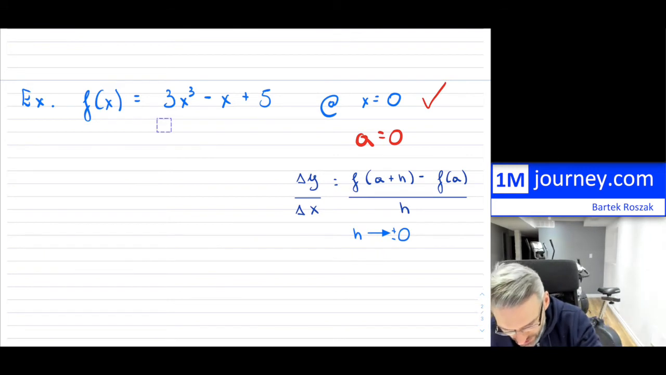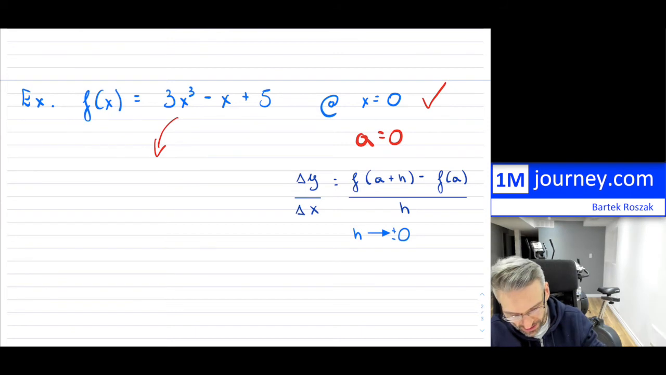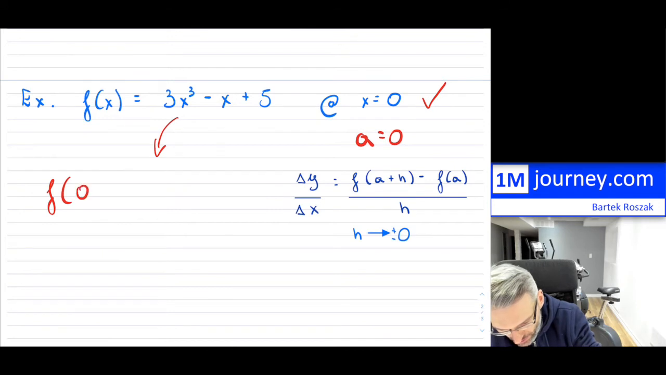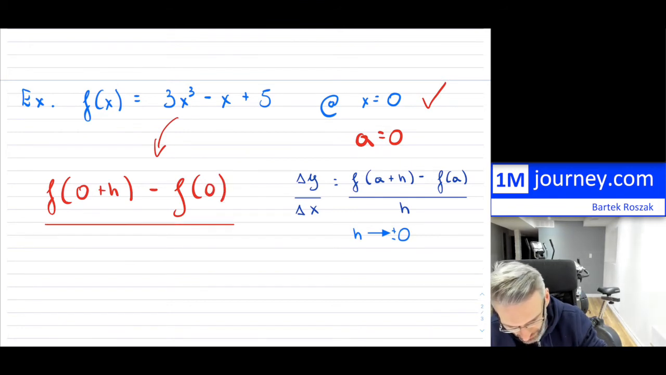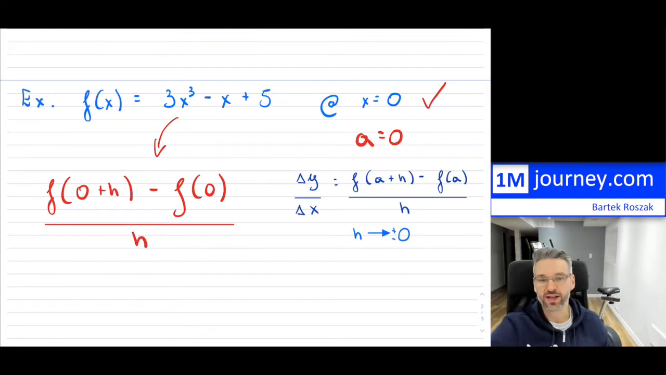So what I'm going to do from right here is go in fast forward fashion, but I want to write it out for you. I'm going to put f, my a is 0, I'll put up an h in there, and this is going to be minus f at 0. That's the point that I've chosen, you could have chosen any point. And then divided by my h, and that's my instantaneous rate of change.